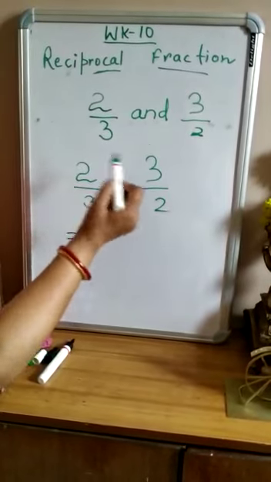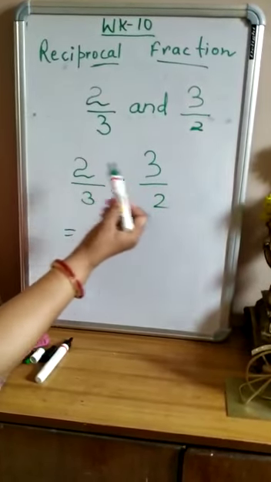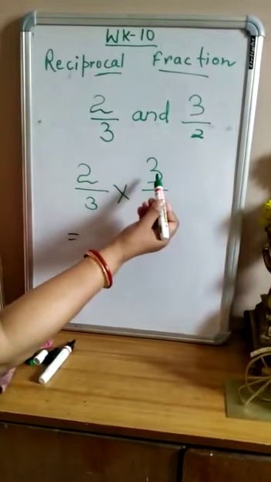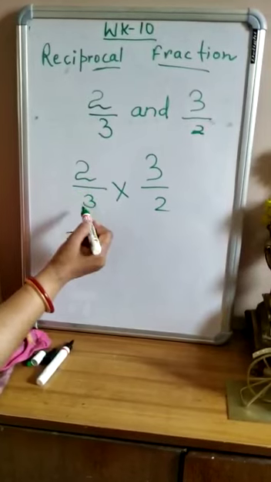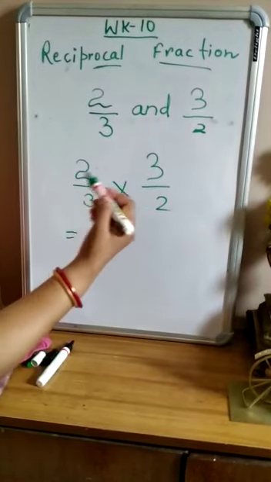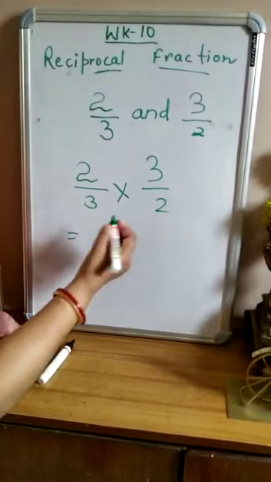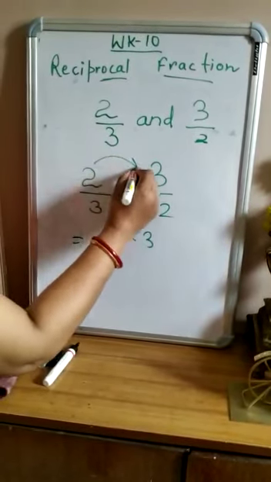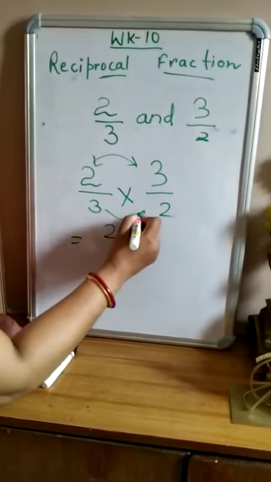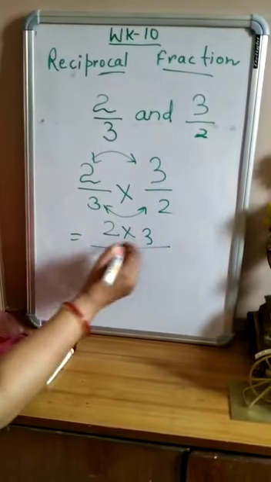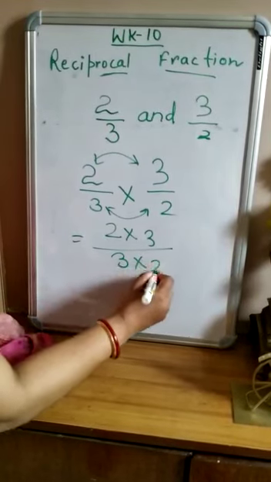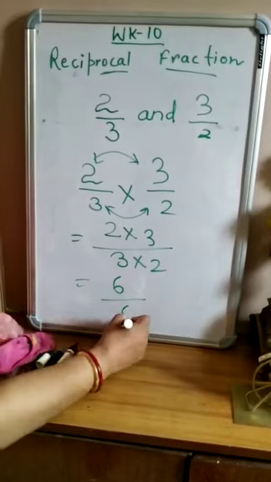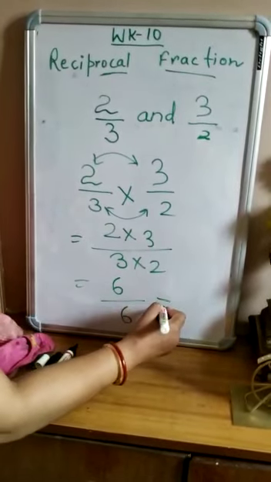When there is a multiplication operation between two fractional numbers, the numerator will be multiplied with the numerator of the other fraction, and the denominator will be multiplied with the denominator of the next fraction. So 2 into 3, and 3 into 2. What is the result? 2 times 3 is 6 and 3 times 2 is 6. It means it is equal to 1.